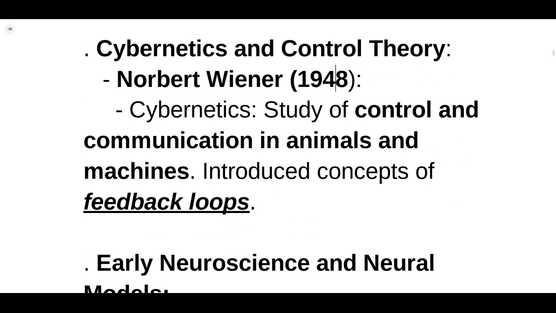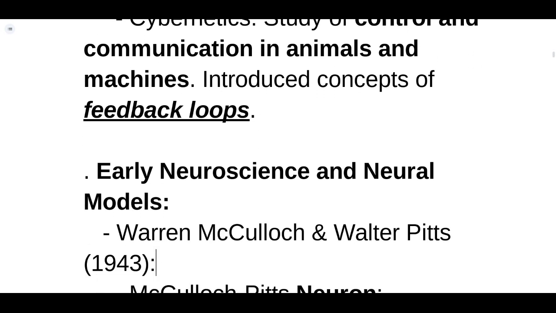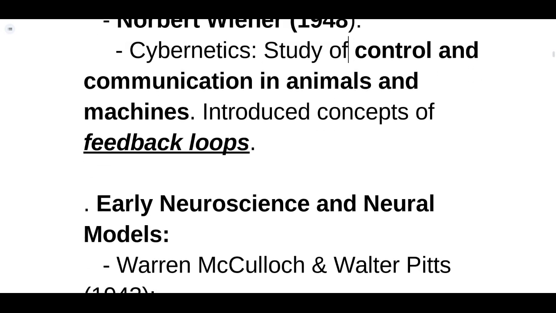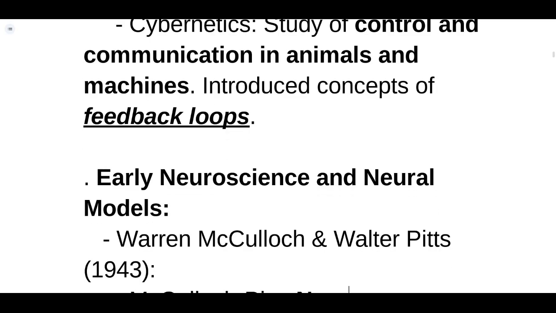Then cybernetics and control theory, mainly 1948. So the study of control and communication in animals and machines, which introduced concepts of feedback loops.